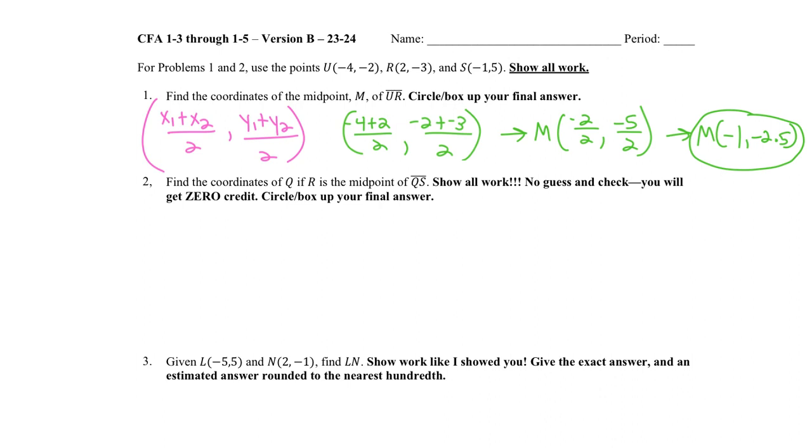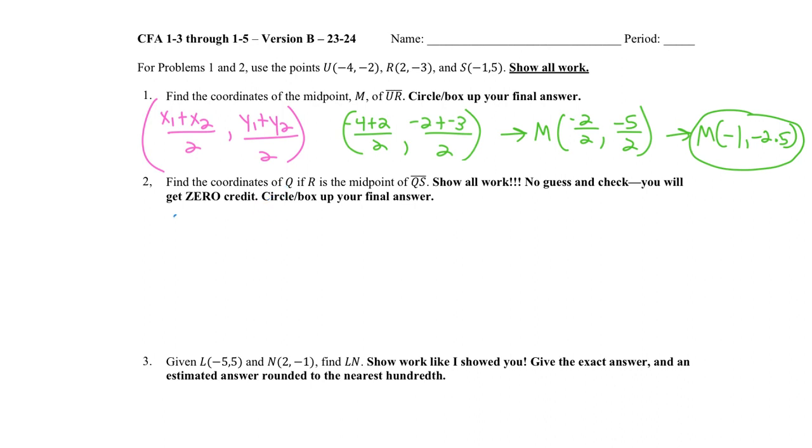All right, for the next one, I'm asking you to find the coordinates of Q if R is the midpoint. So this time, we're not doing the same formula just straight up because we don't know both of these numbers. We only know one of the endpoints, S, which was given up here. So I've got this line segment QS, and I'm told what the midpoint is. The midpoint is this R, point R, and I'm trying to find the other endpoint.